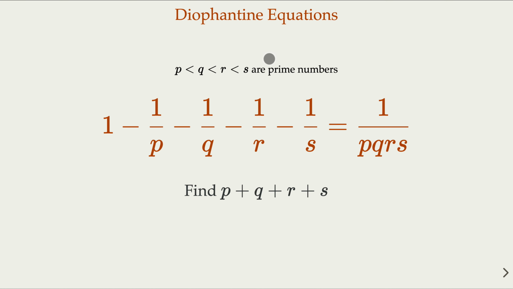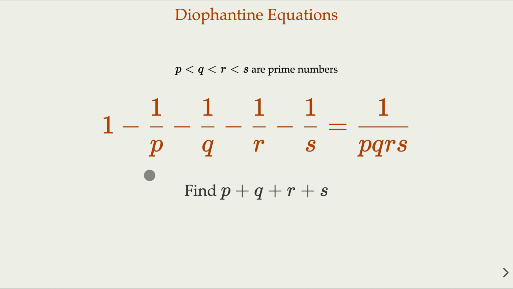Let's look at this Diophantine equation with prime numbers p, q, r, s in increasing order. The equation is given as this. We need to find p plus q plus r plus s. By the way, this is from Duke Math Meet back in 2015. Do check out their website for other interesting problems from past years.